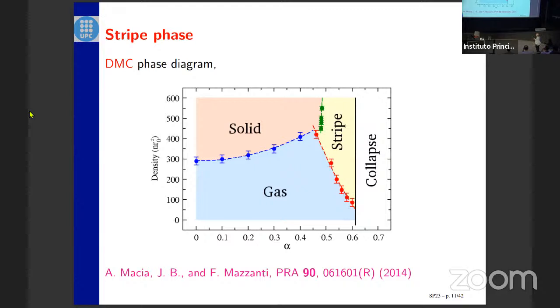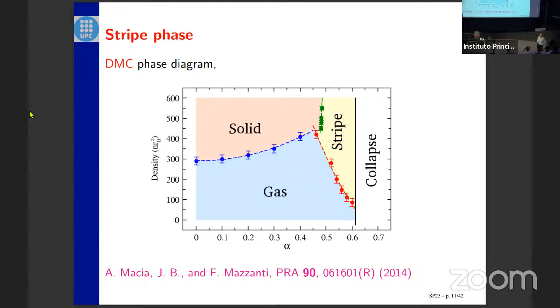We checked that from the gas to the stripe, this phase transition is second order, according to our results, looking at the scaling of the functions. From gas to crystal is first order. From stripe to solid, we don't know, because honestly, it was extremely difficult to calculate this line, so we are not sure about this.